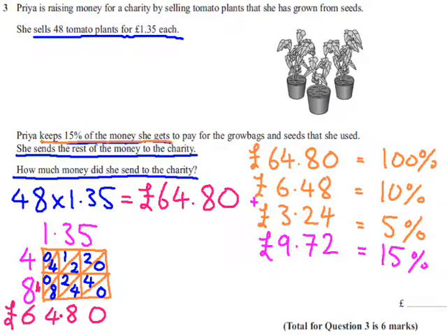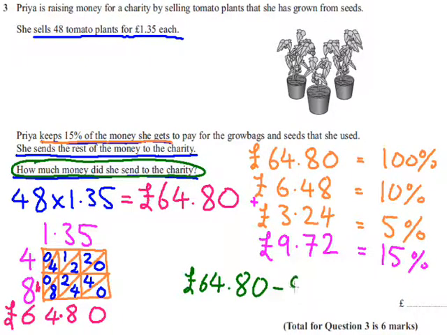So we found 15%. But the question is, how much money did she send to charity? She actually gave the charity 85%. Okay, so we have to take that away from the £64.80. So £64.80, take away 15%, £9.72. So that is £55 and 8 pence.